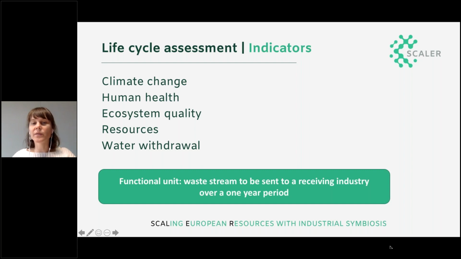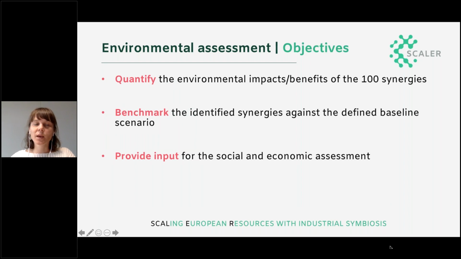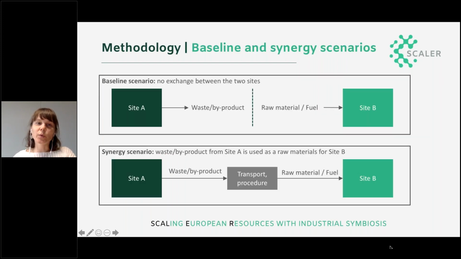So this is an example of the different synergy types that were evaluated. The objectives of the environmental assessment were firstly to quantify the environmental impacts or benefits of the 100 synergy types that were described at the beginning by Jean-Baptiste from Stran, then to benchmark these different synergy types against a defined baseline scenario, and finally to provide input for the social and economic assessment.